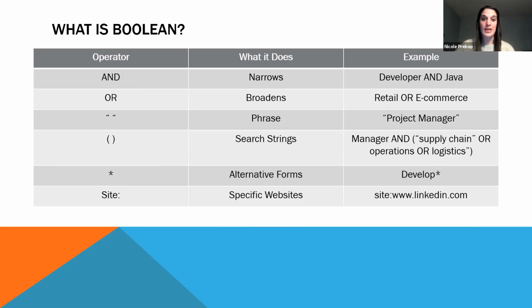To walk through what each of these operators are and what it does, I have a few different examples that we can walk through. Your first two operators, and and or, are going to be your most common. These essentially are going to either broaden or narrow your search. If you're a software engineer and you're looking for a job position or a job description, you may want to put developer and Java. That's going to narrow down your search to bring back results that have to have both of those items. Whereas or is going to broaden it.